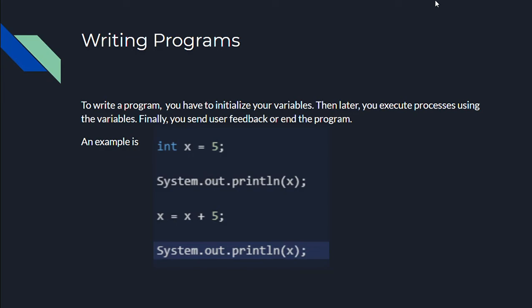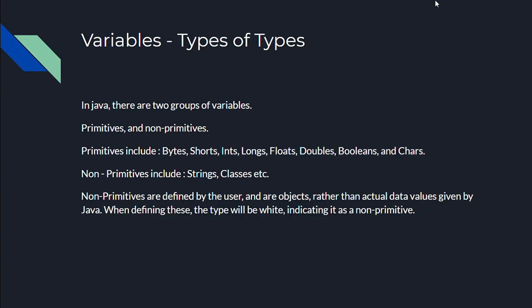Here, we set a variable x equal to 5. That's initializing. Then we execute processes using the variables, which is printing out x, changing x, and finally you send the last result, which is printing x again, but it will be 5 plus 5, which is 10.